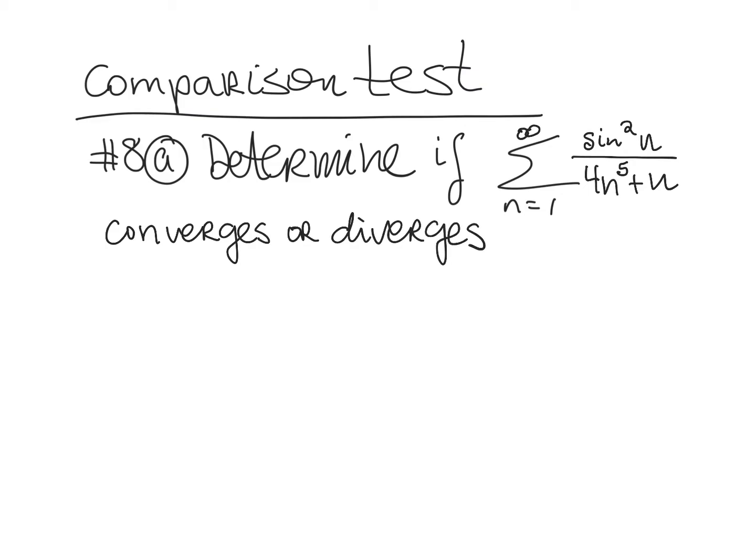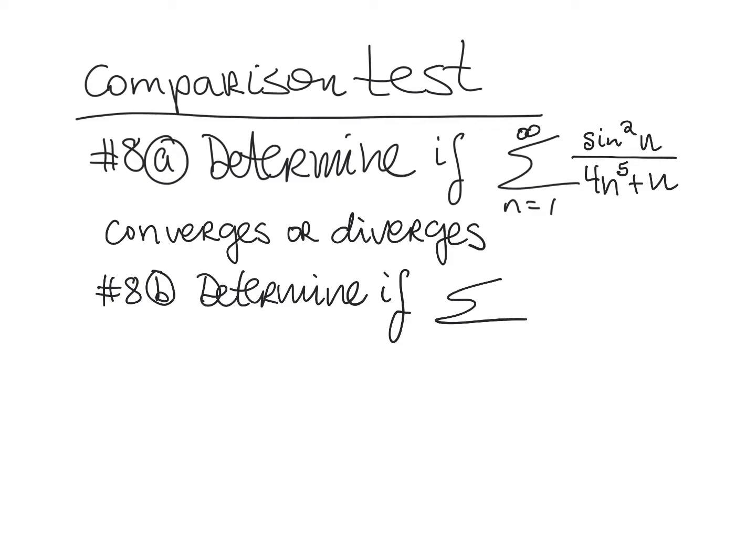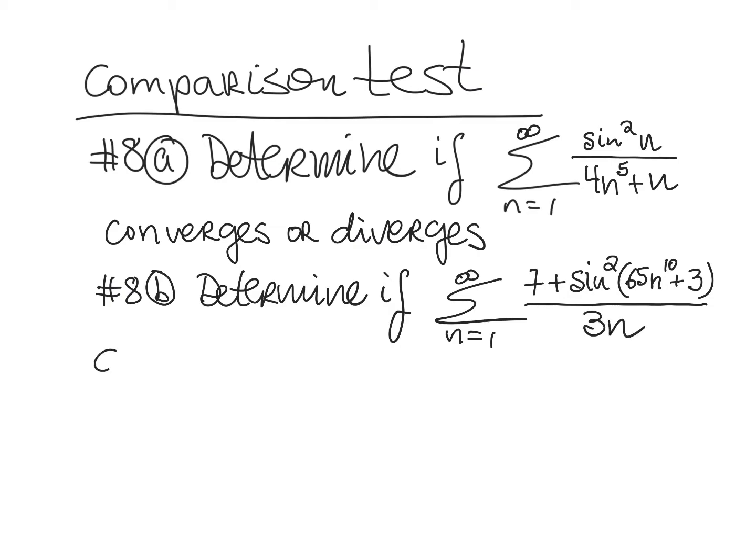And also, we're going to determine if the series n equals 1 to infinity, 7 plus sine squared of 65 n to the 10th plus 3 divided by 3n, if this series converges or diverges.